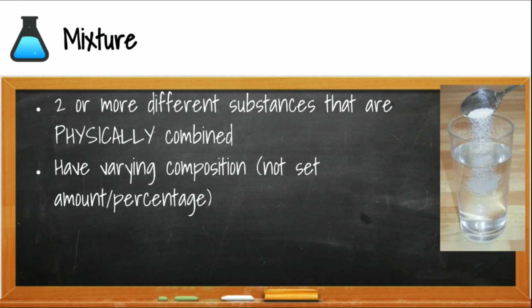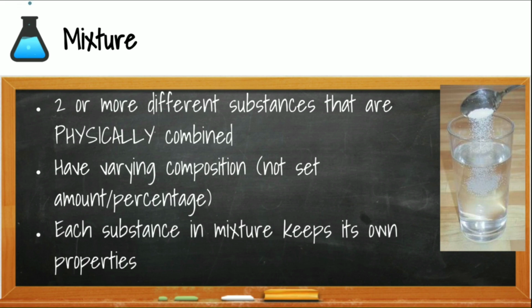You can always have a varying percentage or composition within a mixture. So here you can see we're making salt water, but you can have salt water with a small amount of salt in it, and we'll call it salt water, or you could have very salty water with a lot of salt in it, and we'll also call it salt water. So mixture composition can vary. And each substance in a mixture maintains its own properties. So when you make salt water, the salt still tastes salty and the water is still wet.